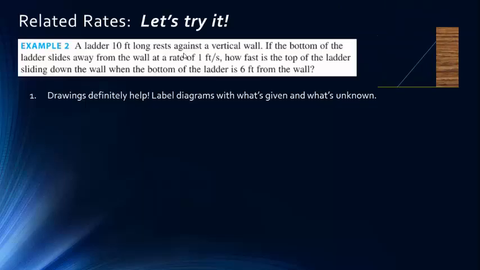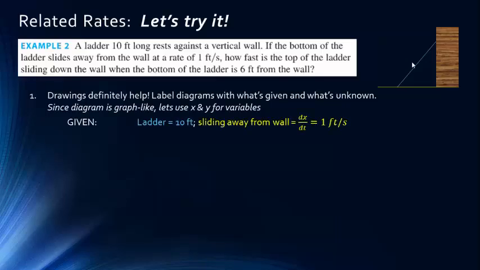The blue is my ladder. Okay, so I've already taken care of the first sentence, and if I add a 10 right here on the blue ladder, I've already started filling in some of my information. Okay, so the ladder is 10 feet long. It's sliding away from the wall, so my ladder is going this way. Follow my little arrow there at 1 feet per second. How fast is the top of the ladder sliding down the wall when the ladder is 6 feet from the wall? So when this distance is 6 feet.